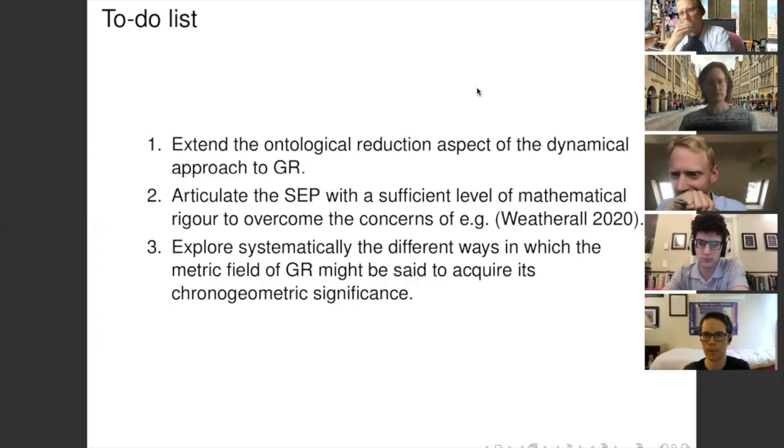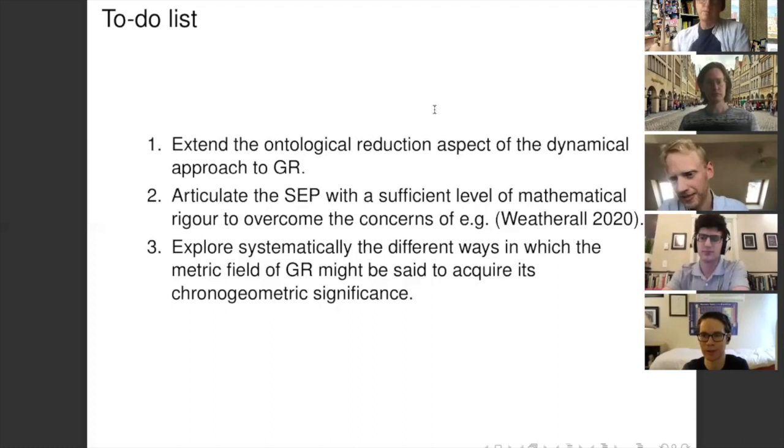I guess I've never thought about the best system account as being able to ontologically reduce things to laws, because the laws aren't things on the best system account. The laws aren't ontological entities. The laws are just codifications of things about the mosaic. So I find the terminology kind of confusing, I guess.